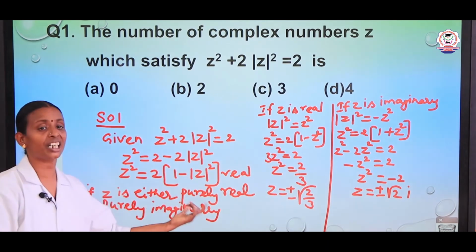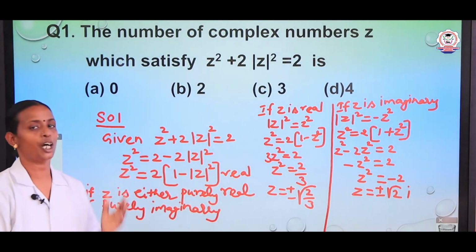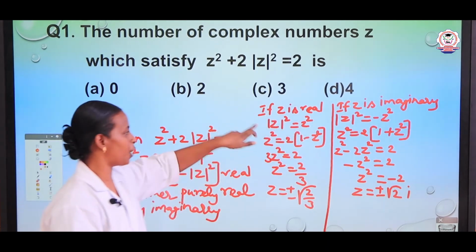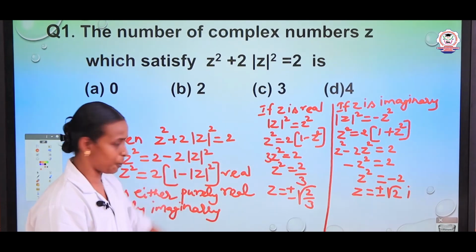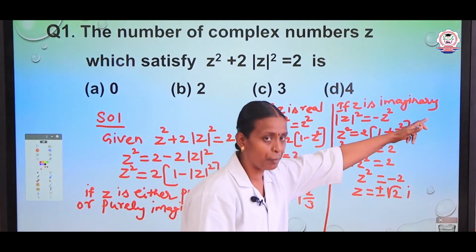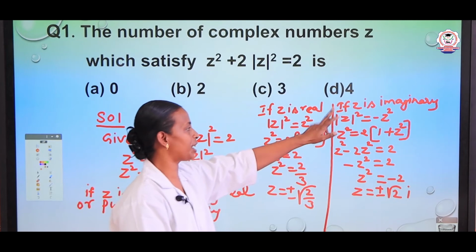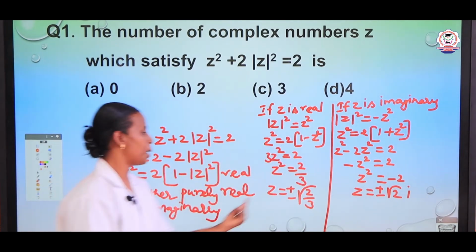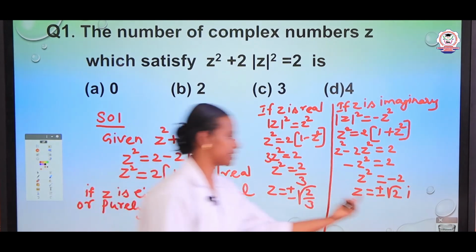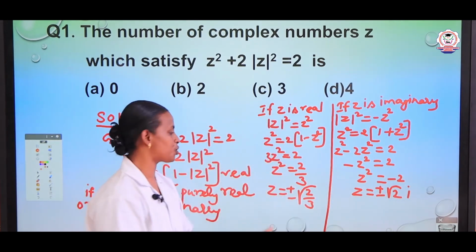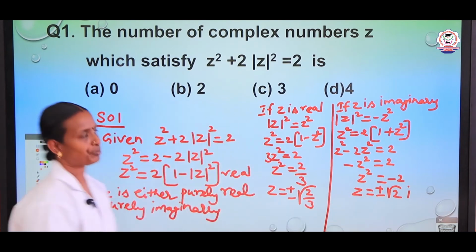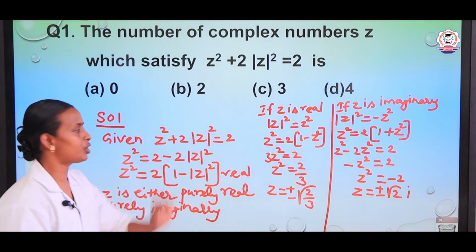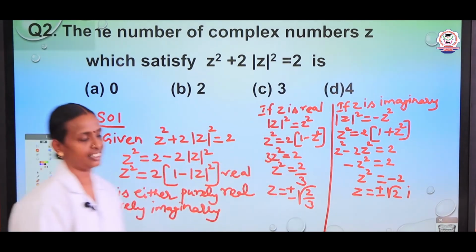So if Z is purely real, you should remember that modulus of Z square is simply Z square. Suppose Z is purely imaginary, you should remember modulus of Z square is minus Z square. That's all. Now what is the value of Z here? Plus or minus root of 2 by 3, and plus or minus root 2 i. There are 4 values: 2 here and 2 here. So the number of complex numbers satisfying this equation is 4. Option D is the correct answer.